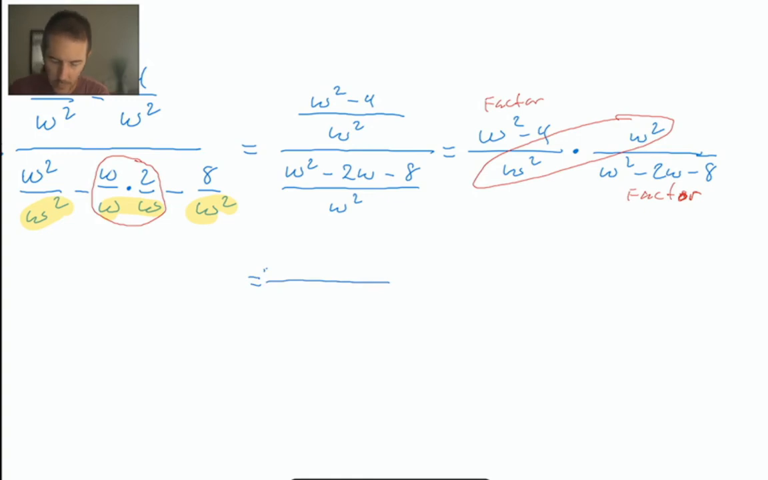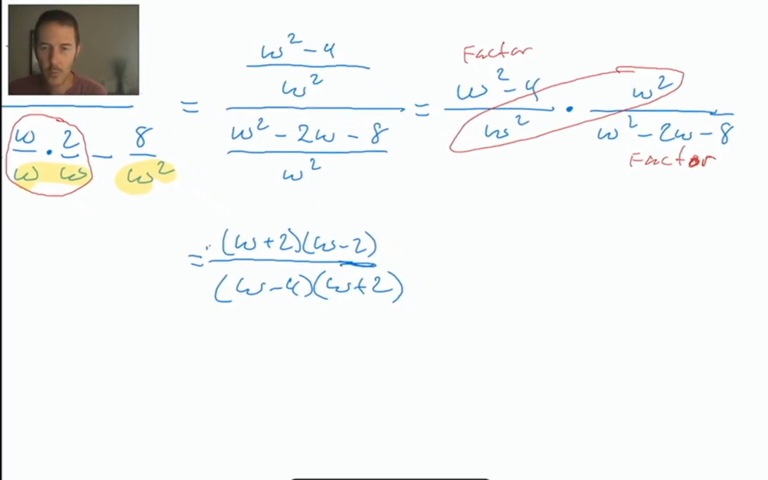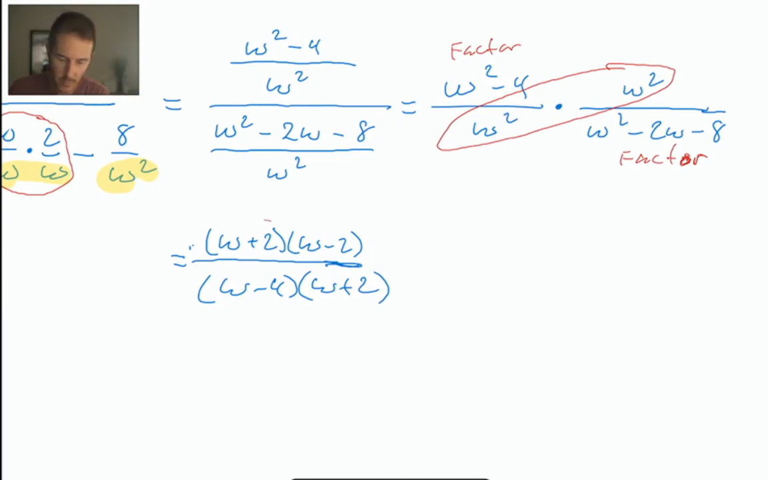w squared minus 4 is a difference of squares. It factors into w plus 2 times w minus 2. And the denominator factors into w minus 4 times w plus 2. And what that allows us the opportunity to do is cancel out one more common factor from the numerator and denominator. That's the w plus 2 and the w plus 2. And we can write ourselves a final answer of w minus 2 over w minus 4.